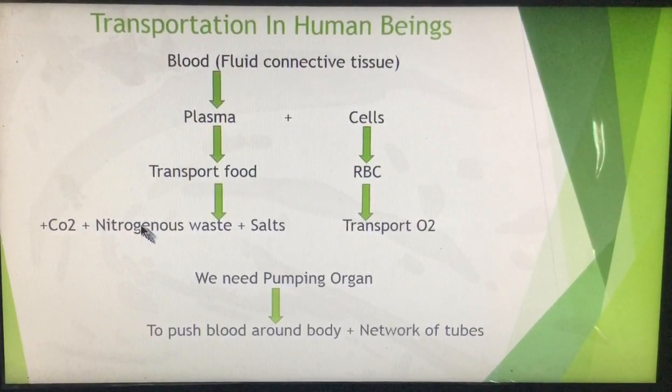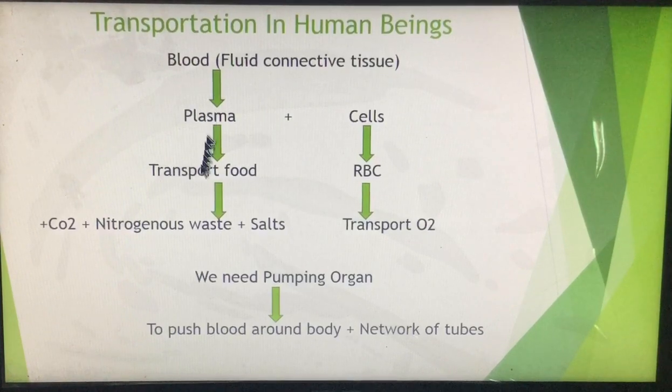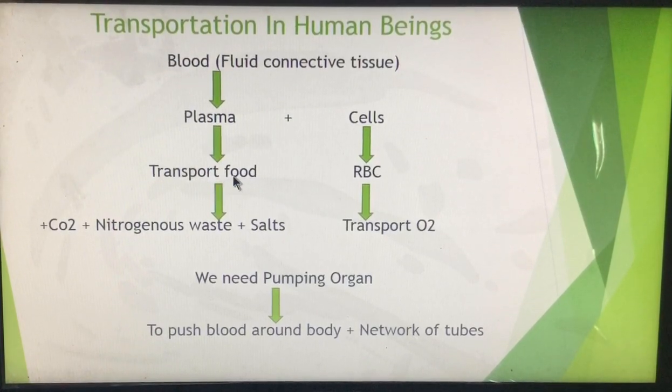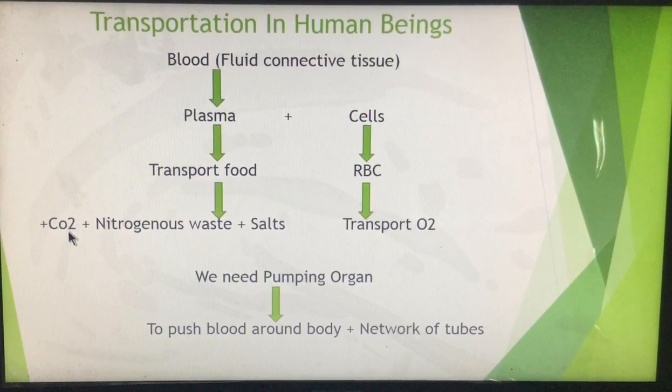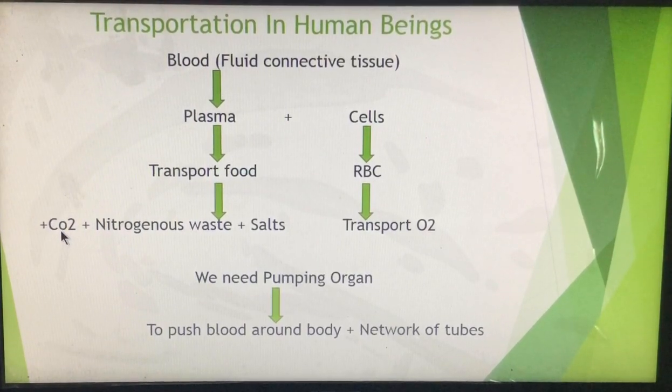Cell के अंदर. So the function of the plasma is to transport the food to each and every cell, to transport the carbon dioxide from the cell towards the lung so that this carbon dioxide can be exhaled, to transport the nitrogenous waste material. It takes the nitrogenous waste material from the cell and that is excreted out through urine plus certain salts. So these are the things which are transported in a dissolved form by the blood plasma.